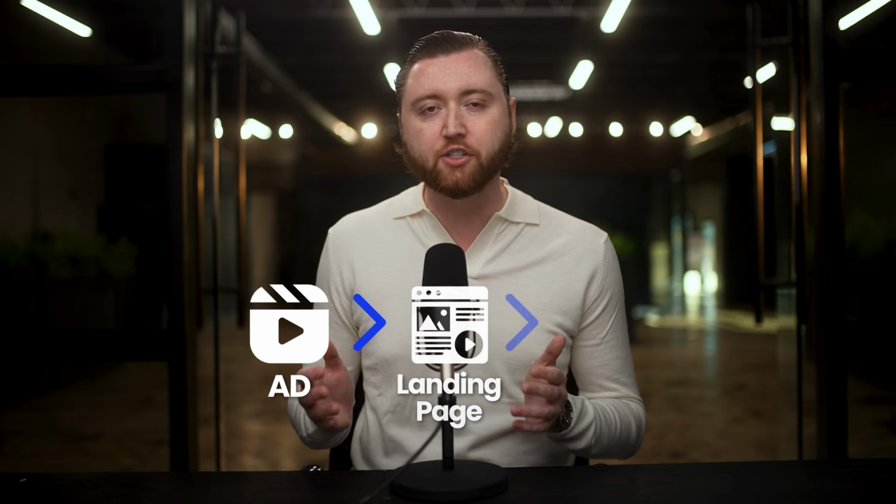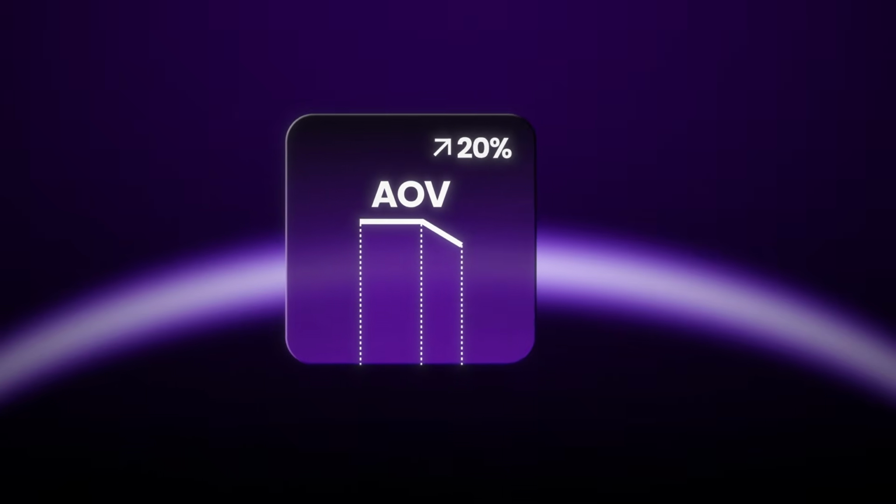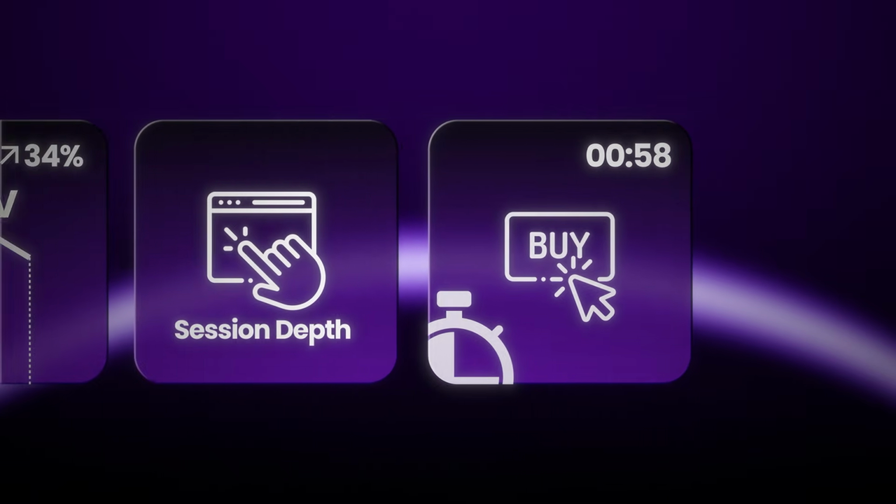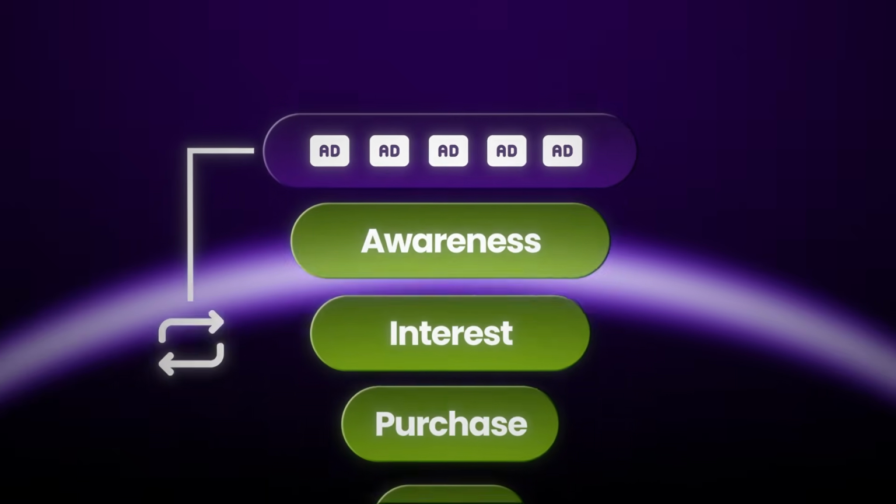What we want to do instead is track the speed and flow from an ad to landing page to checkout. By studying AOV lift, session depths, and time to purchase, we can build ads that sync perfectly with the back end of our funnel. That's why our campaigns scale so profitably. We're managing a full system, not just the ads.